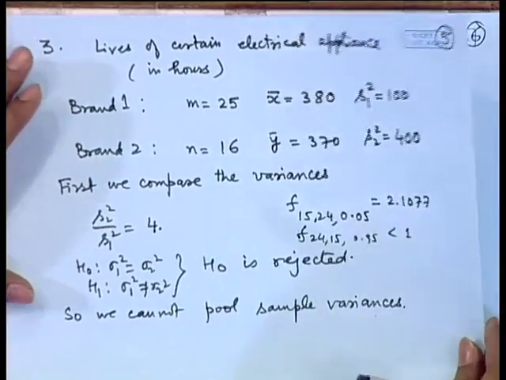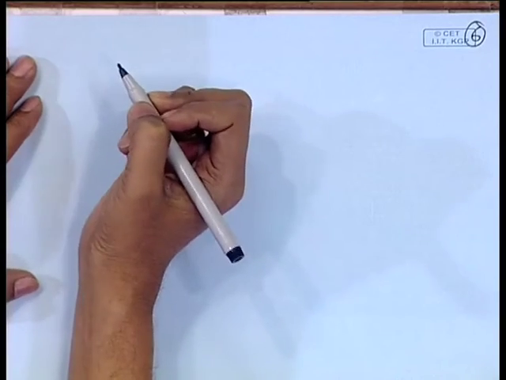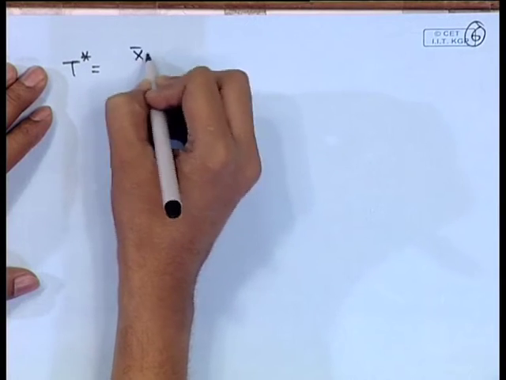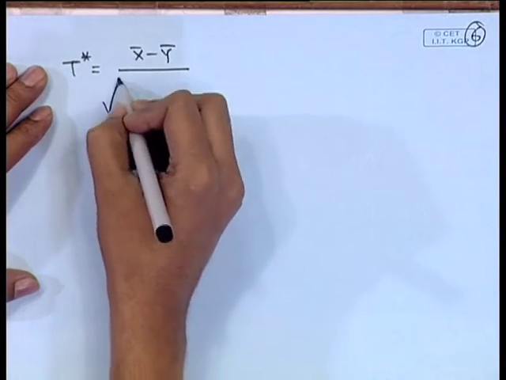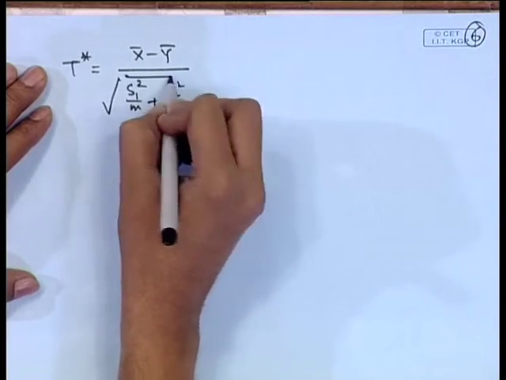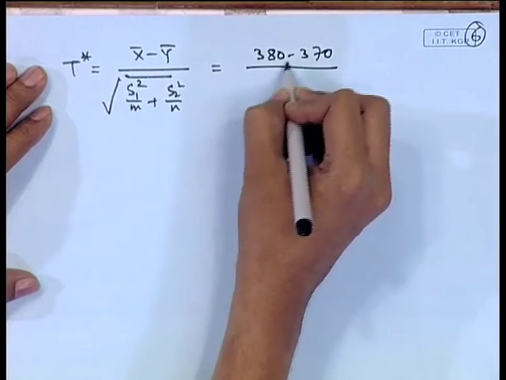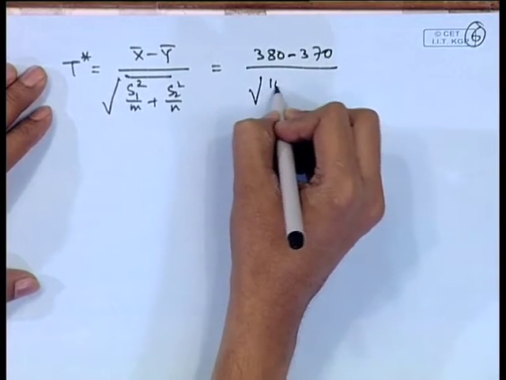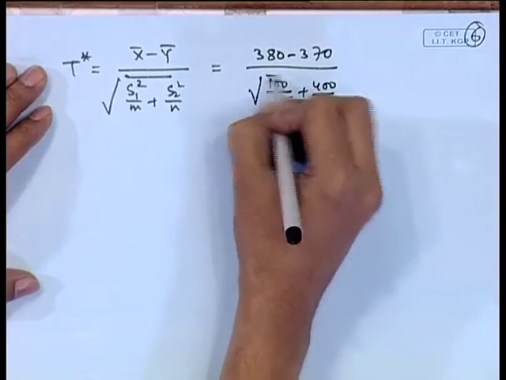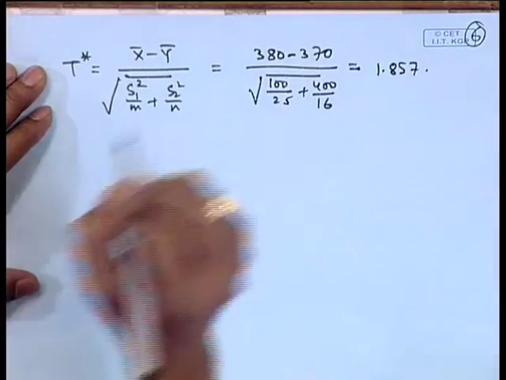So, if we cannot pool, then we have to use the procedure given by the Smith-Satterthwaite procedure. We have T star as x bar minus y bar divided by square root of S 1 square by m plus S 2 square by n. That is equal to 380 minus 370 divided by square root of 100 divided by 25 plus 400 divided by 16. This value can be seen to be 1.857.